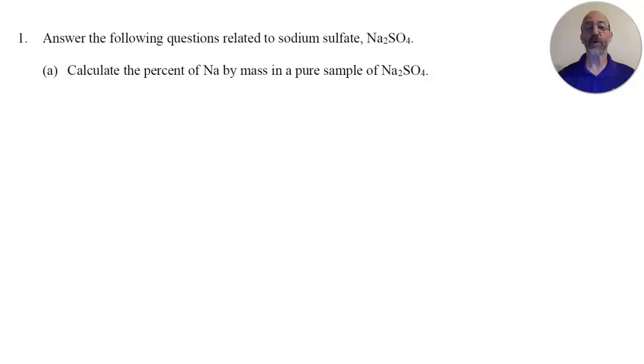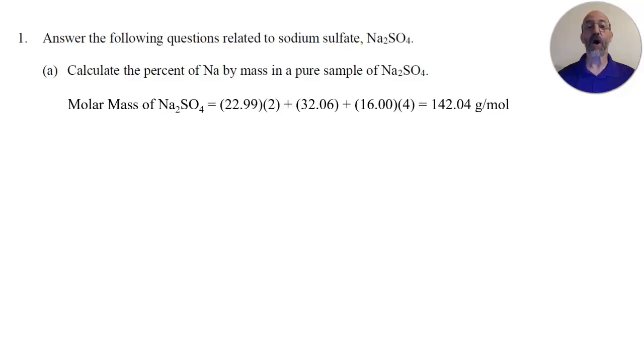Calculate the percent of sodium by mass in a pure sample. Now this will start with a calculation of the formula mass or the molar mass of Na2SO4. So if you look on the periodic table, you will see that sodium has a mass of 22.99, sulfur has a mass of 32.06, and oxygen has a mass of 16. So in this chemical formula, we have 2 sodiums, 1 sulfur, and 4 oxygens. So the formula mass of Na2SO4 is 142.04, which is also equal to the molar mass, the number of grams in 1 mole.